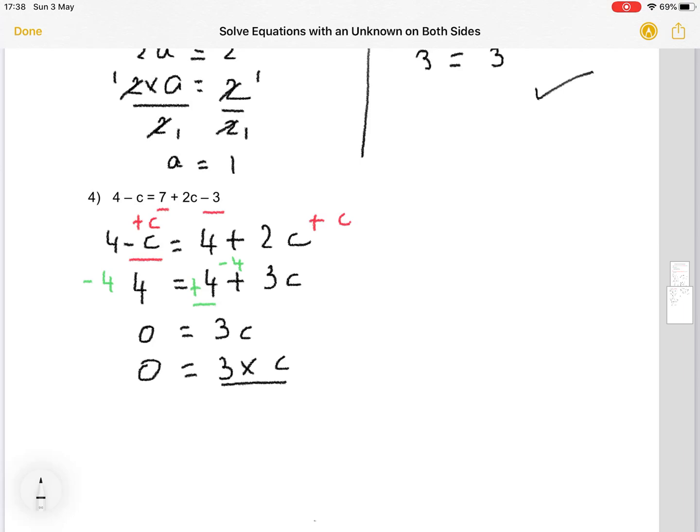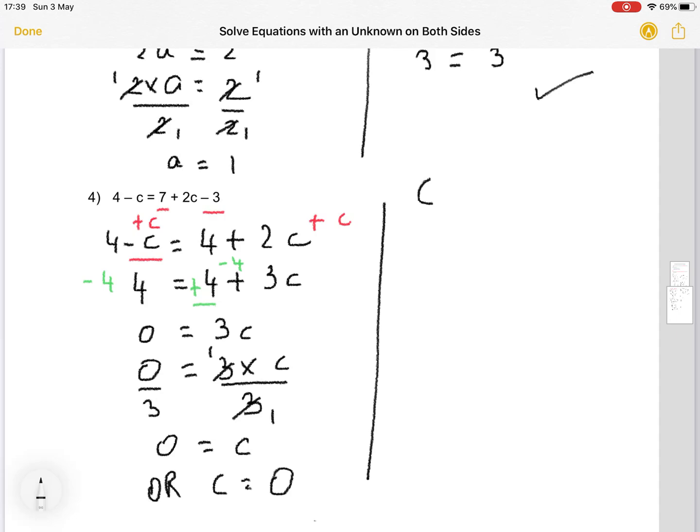To remove the times 3, we need to divide both sides by 3. Now, I can cancel the 3 with the 3 on the right-hand side. On the left-hand side, 0 divided by 3 is equal to 0. So 0 is equal to c, or c is equal to 0. Now, when the answer becomes a 0, it's the easiest answer you can use to check, because now it's very easy.